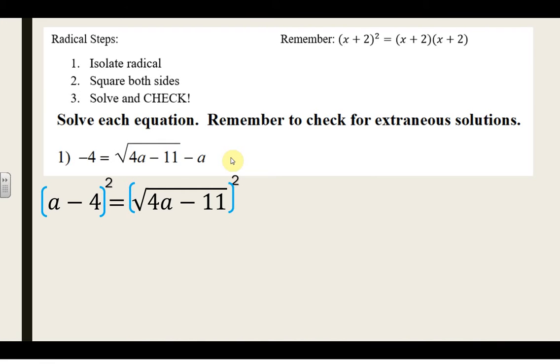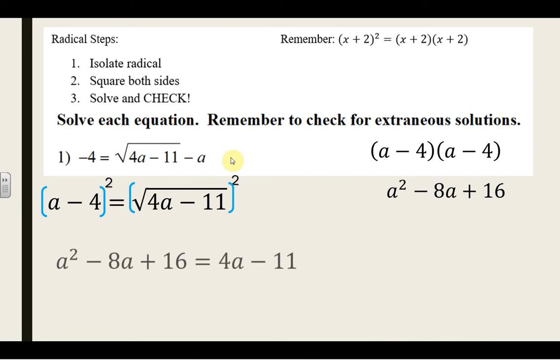A minus 4 squared is not a squared plus 16. You are in Algebra 2, you know better. It is a minus 4 times a minus 4. So then you FOIL it: first, outside, inside, last, double distribute, whatever works. So there it is. You plug that back in.